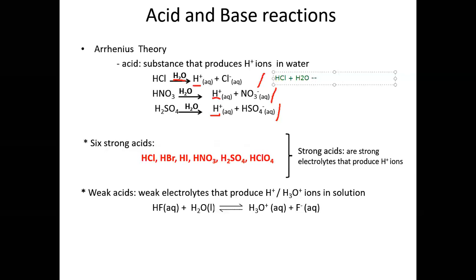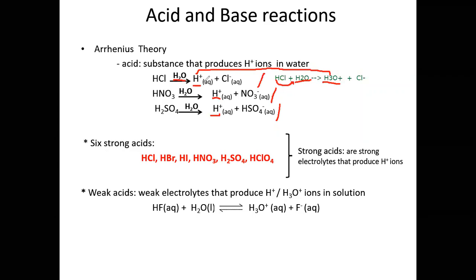And if you write H2O as a reactant, it would be written like this. So the reason I wanted to show you this is that H3O+ and H+ are basically the same thing. It's just that if you include water as a reactant, it becomes H3O+ because the hydrogen moves to the water. If you just put HCl, then it's just H+. But either H+ or H3O+, and H3O+ is called the hydronium ion.